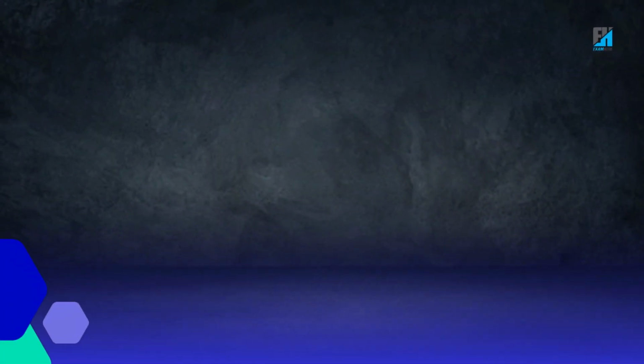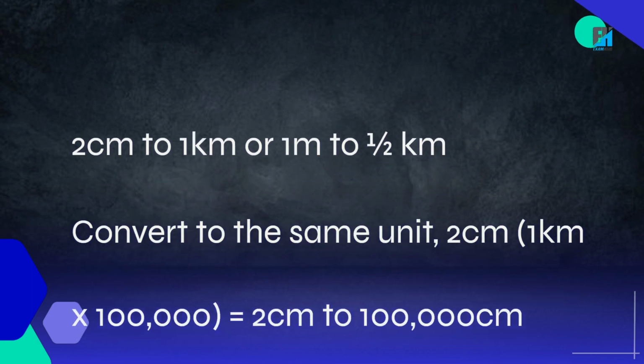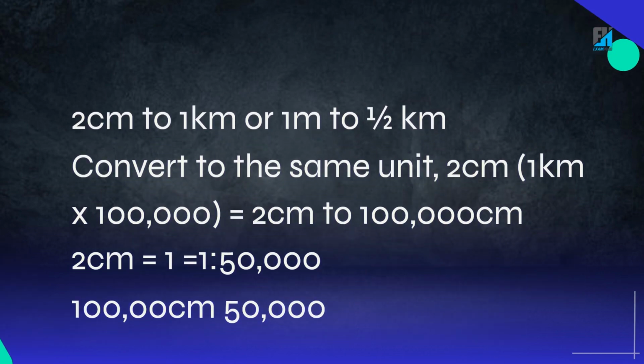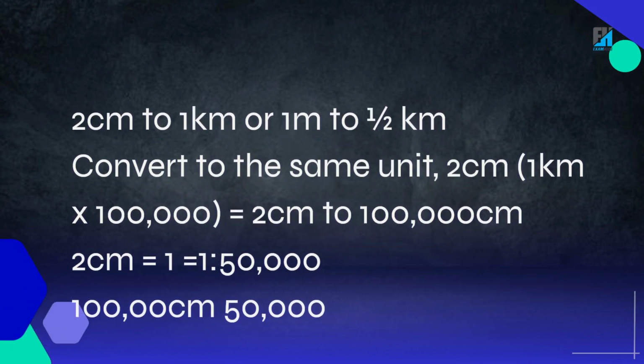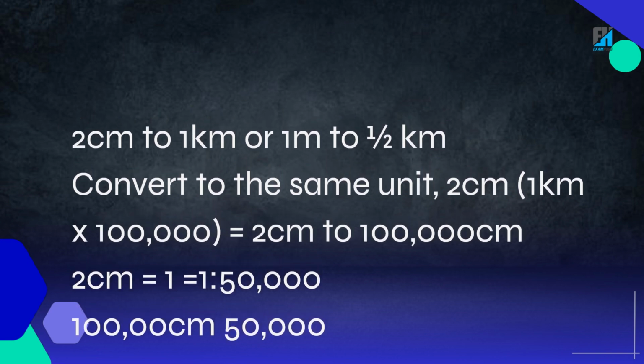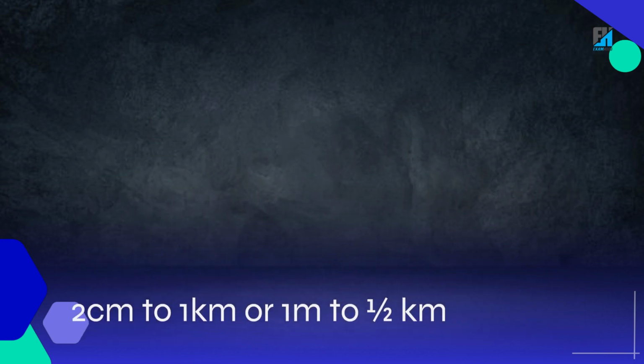2 centimeters to 1 kilometer, or 1 centimeter to half a kilometer. Convert to the same unit. 2 centimeters to 1 kilometer: 1 kilometer x 100,000 equals 100,000 centimeters, so 2 centimeters to 100,000 centimeters. That equals 1 colon 50,000.